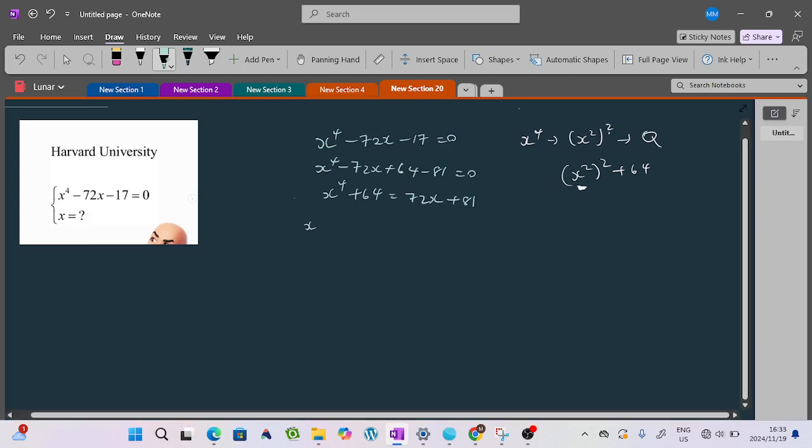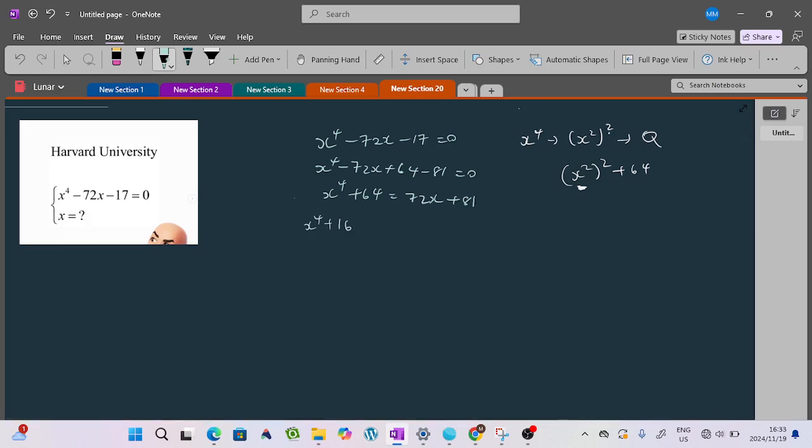So now it's x to the 4th plus the middle term, the coefficient, which is 16. We take this expression as a quadratic equation. So we have x squared raised to the power of 2. If we had x in the place of x squared, this would have been 16x, but now we have x squared, which is squared, so now it's 16x squared instead of 16x, plus 64 is equal to 72x plus 81.